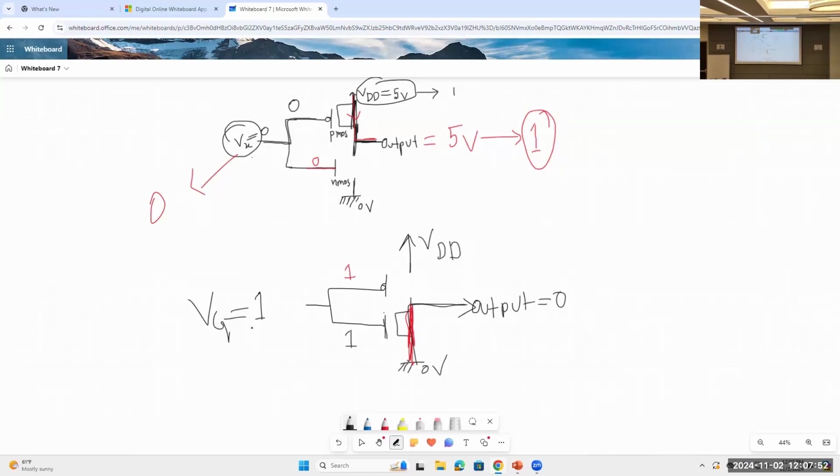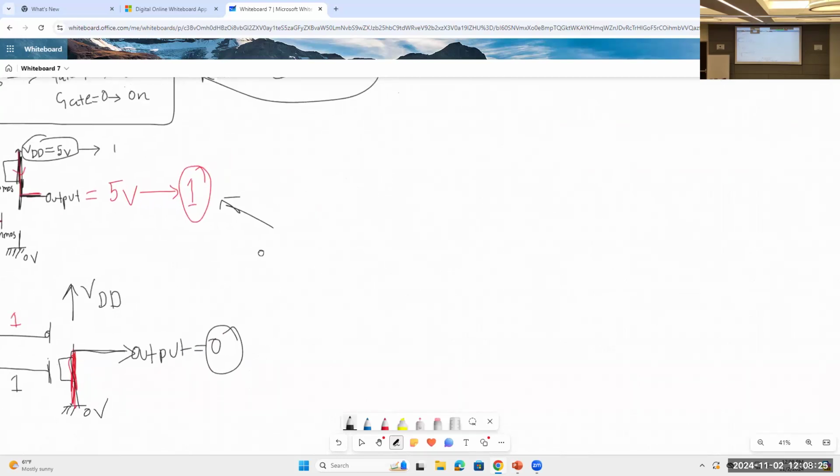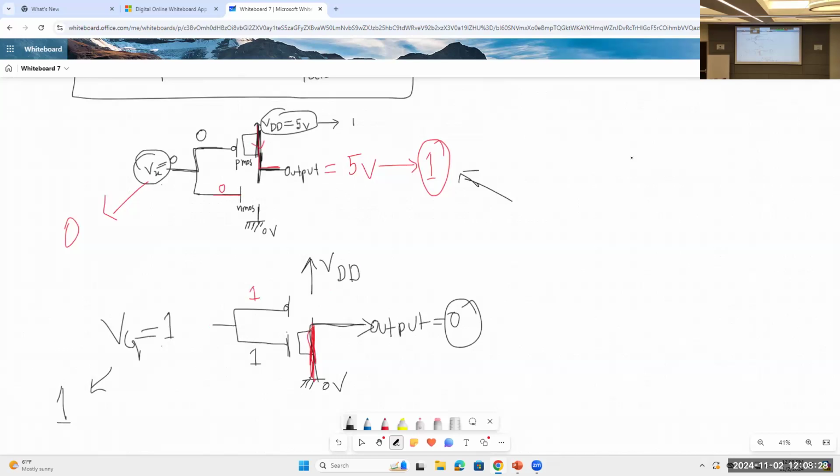And we know what the summary is. If we input 1, we'll get 0 output. And if we insert 0, we get 1 output. This is simply an inverter or NOT gate. This acts as an inverter or NOT gate, right? So this is how a NOT gate is made using the MOSFET. Okay. So this is a circuit level implementation of a logic function. This is the NOT gate.